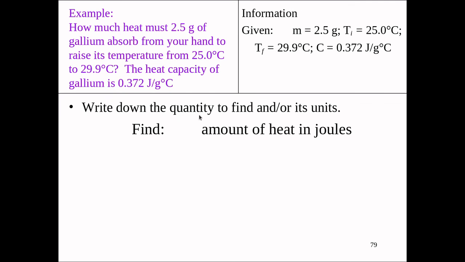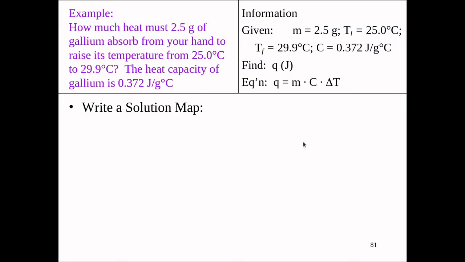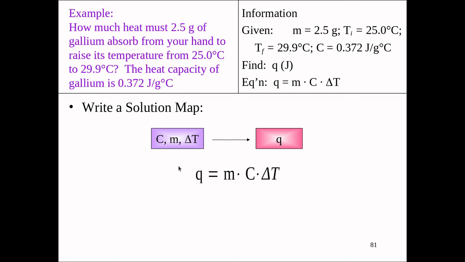Now let's ask ourselves, what is it that we want to find? Okay, and we're being asked for the amount of heat in joules, which in our equation was the Q, right? And so we are already solved for that variable, so we can apply this equation directly now. Let's write our solution map. We are going to plug in all of these variables that we have collected up here. We're going to perform some mathematical action, and we're going to get our Q value out. We're going to do that using this equation.